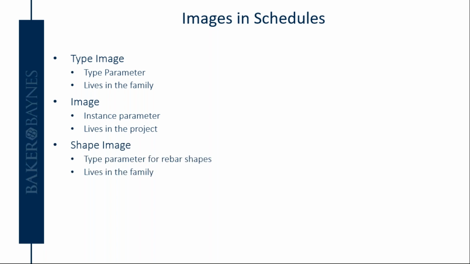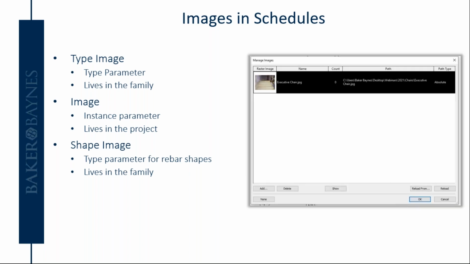And then the third type of image that is available is shape image. So this is a type parameter that is specific for rebar shapes, and it also lives inside the family. So you'll see that once you upload the image, you get this little summary, and you can see a preview of the image that is actually added.